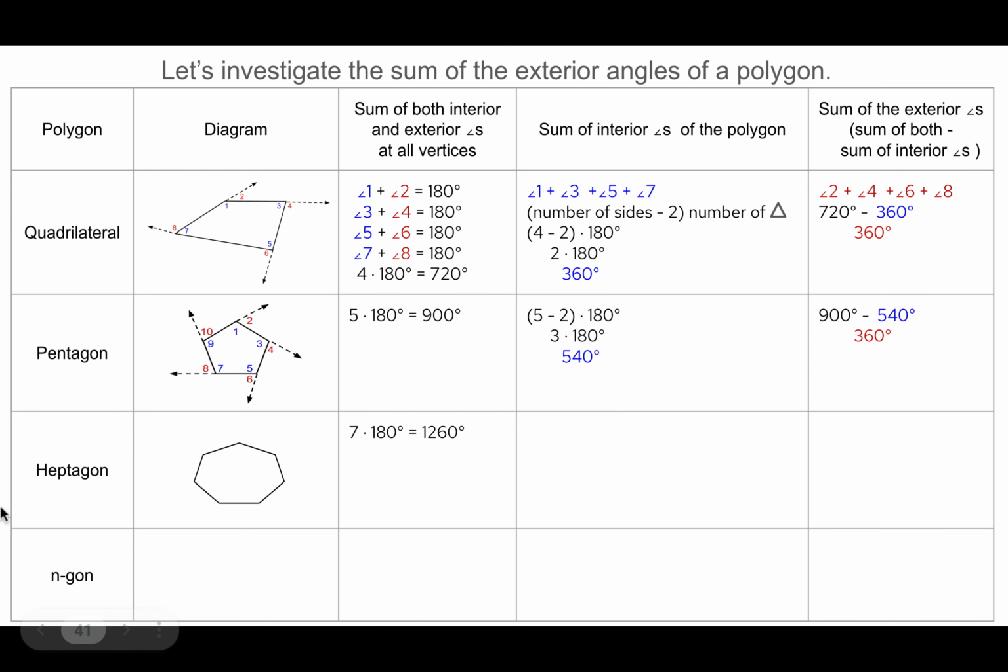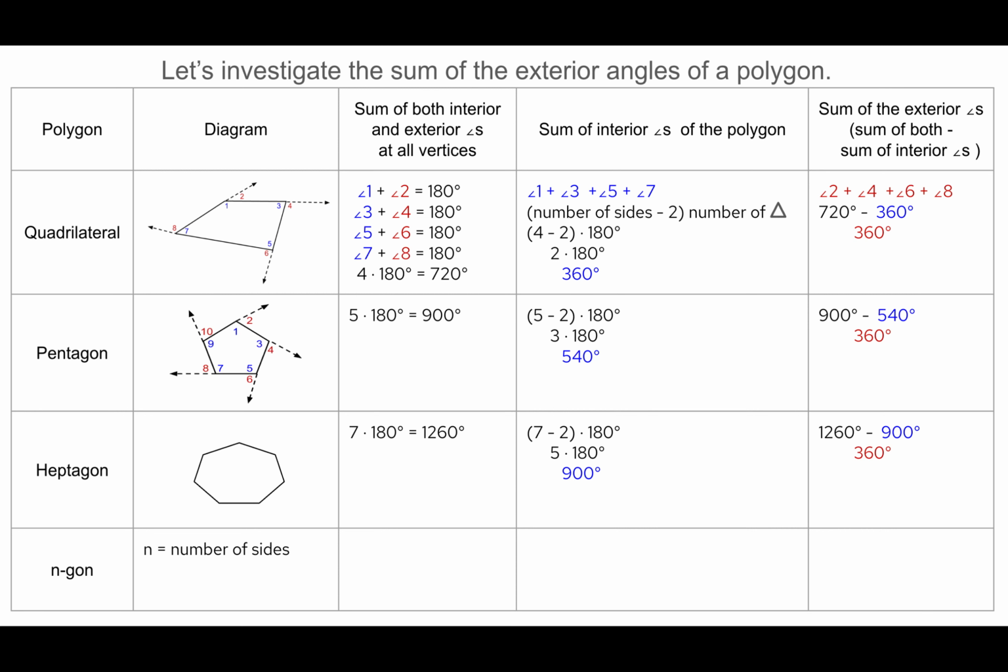Okay, here's my heptagon. And it has 7 straight angles because it has 7 sides. And the product of 7 and 180 is 1,260. For the sum of the interior, again, it has 7 sides, minus 2 is 5. And the product of 5 and 180 degrees is 900 degrees. So now we find the difference, and it's 360 degrees again. I see a pattern going on.